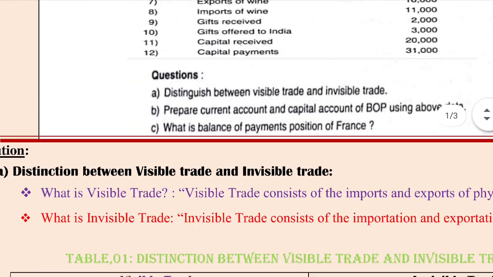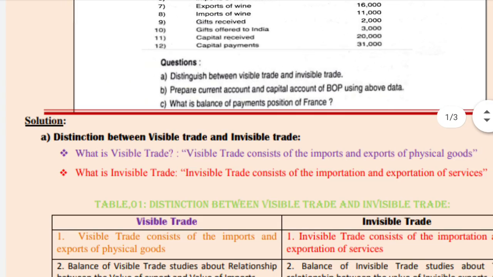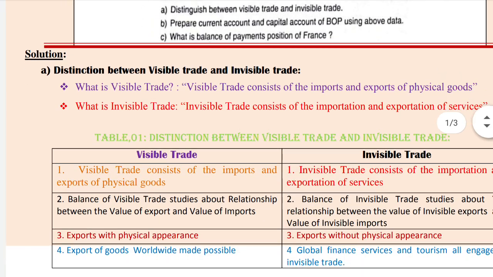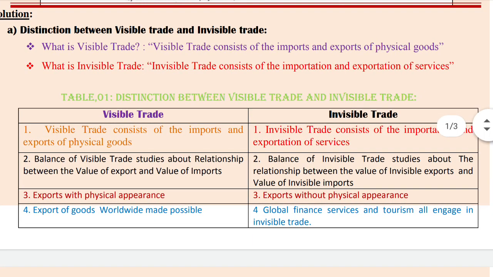Okay friends, as you are looking at the screen, we will go one by one very systematically. See here, question A: distinction between visible trade and invisible trade. Before going to this aspect, we have to check what is visible trade.